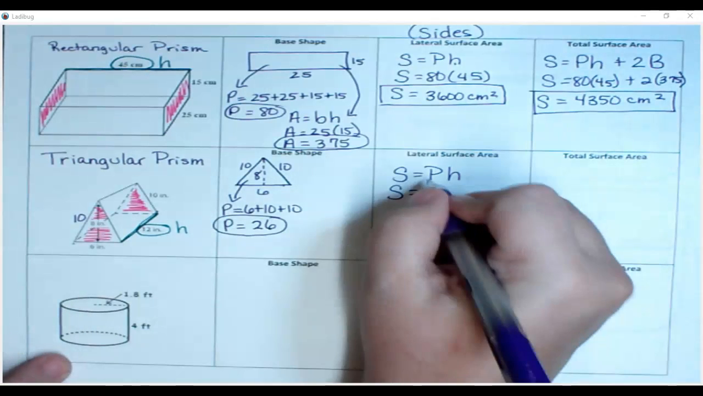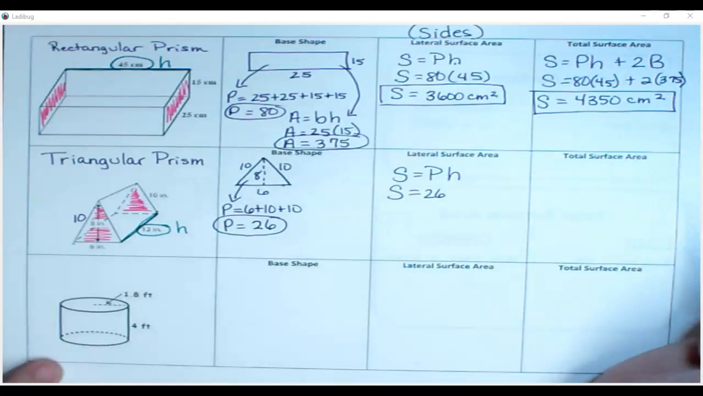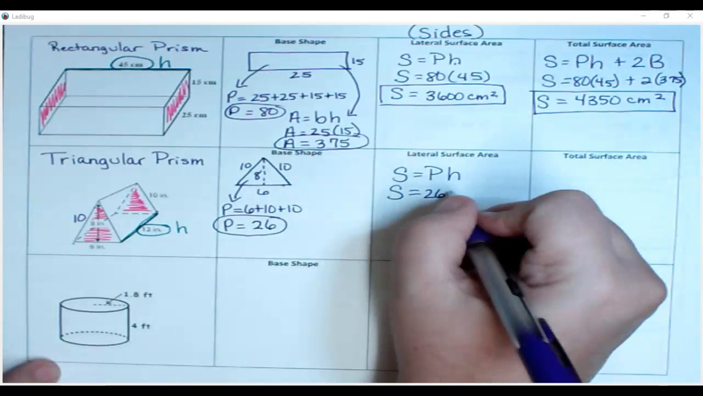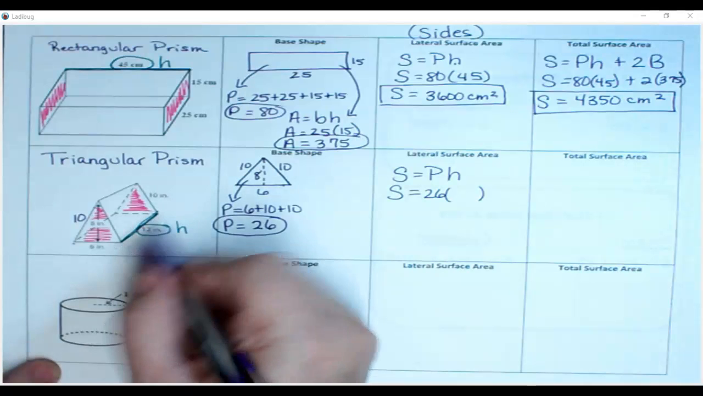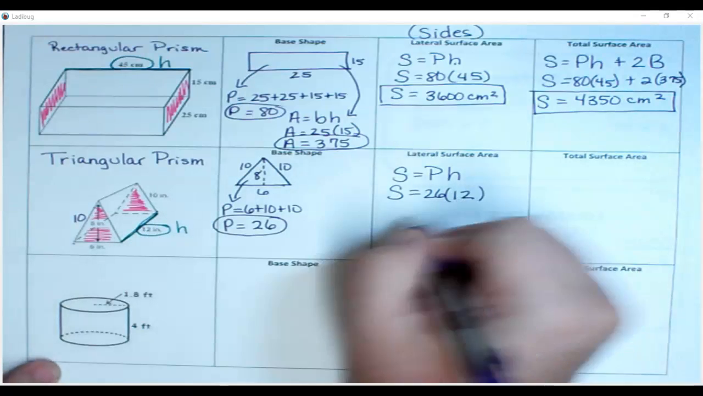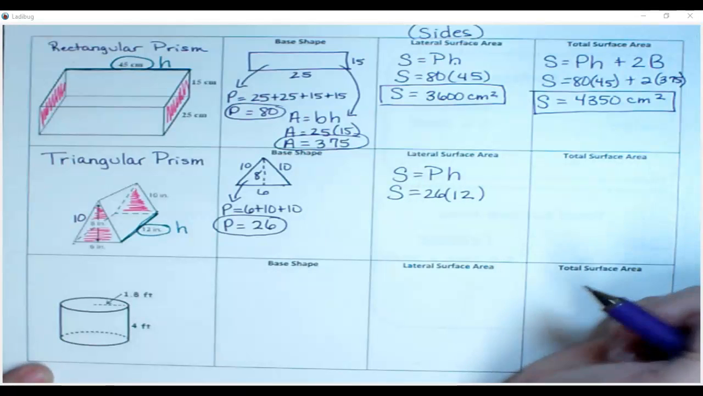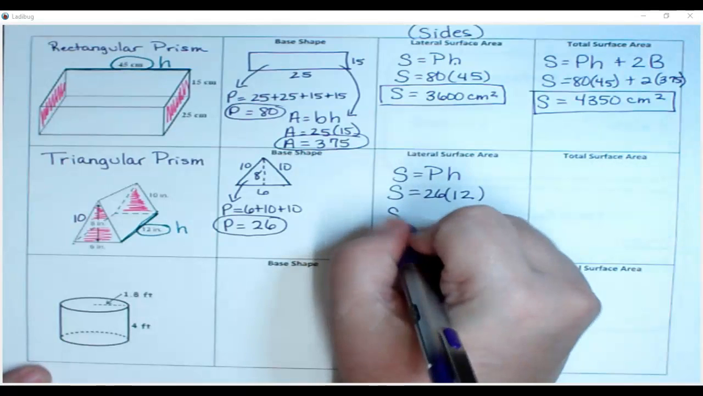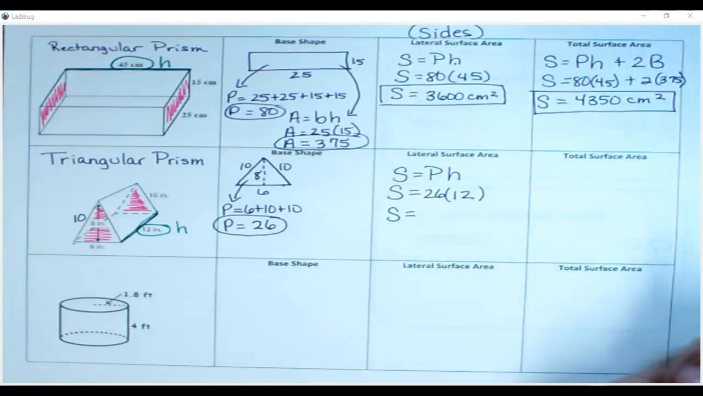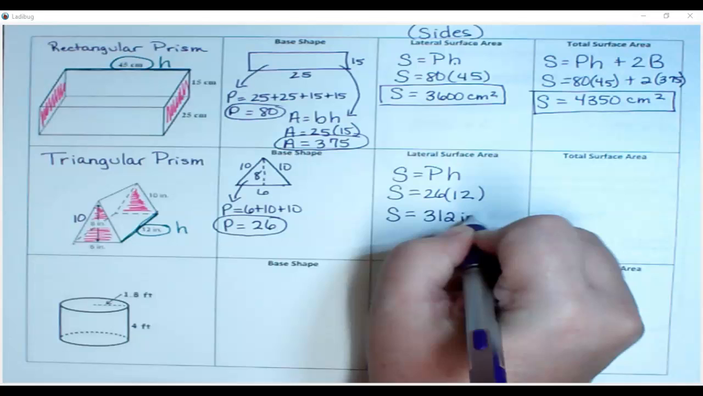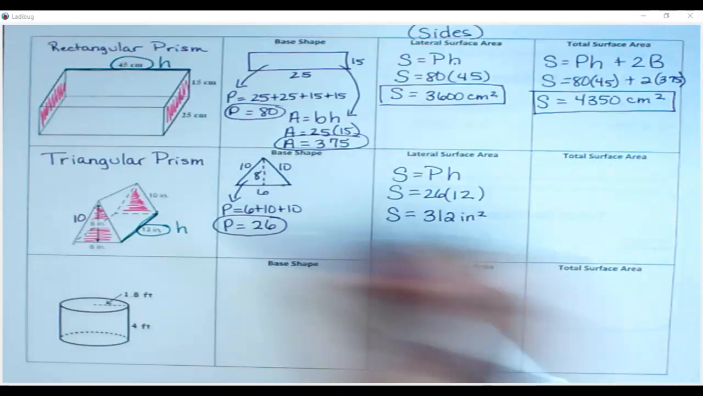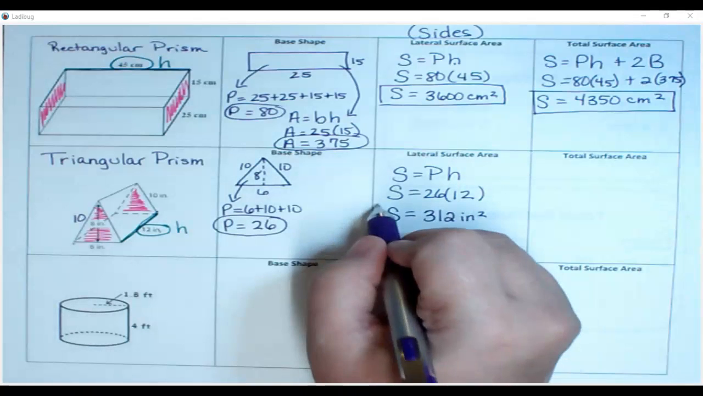So now I can plug in 26 for capital P. And we have to multiply that by the height of the prism. Again, over here between the bases, the height is 12. 26 times 12. Use your calculator, let it help you. You should get 312. And now we're talking about inches, so inches squared.